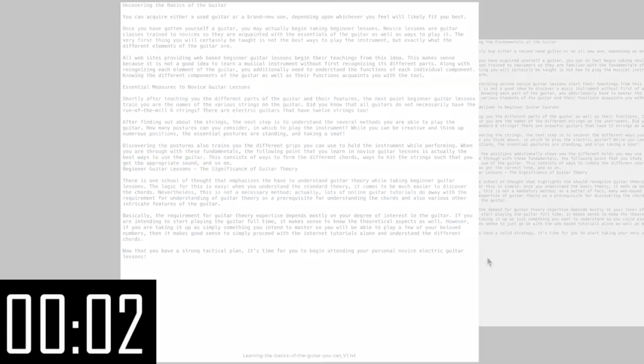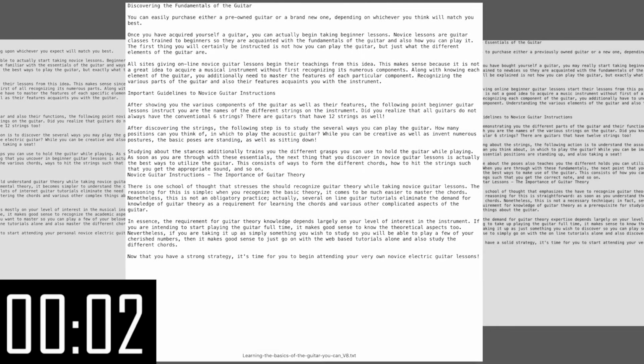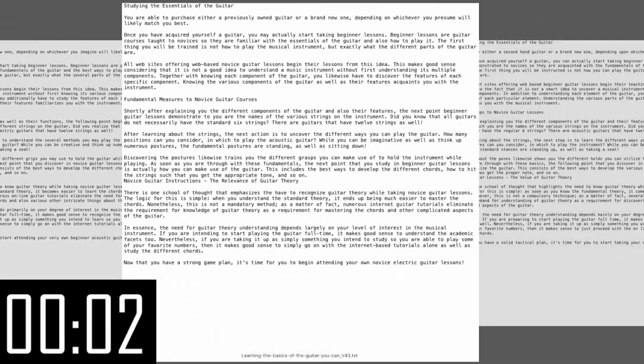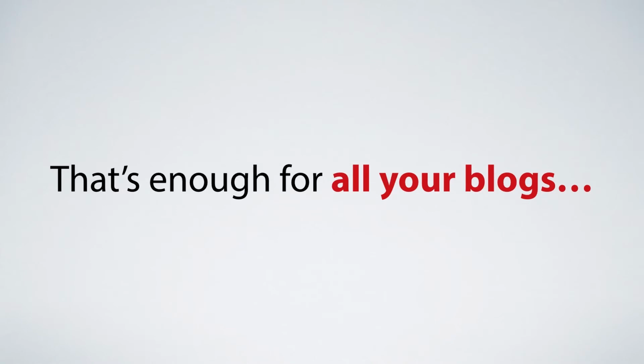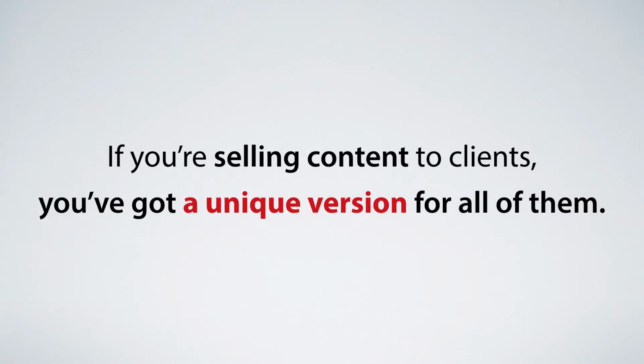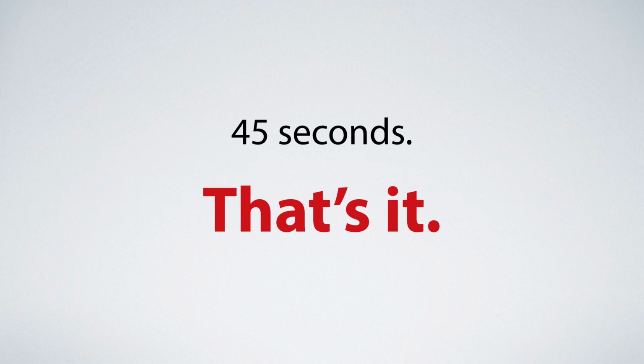How easy was that? 500 optimized spins, that's 500 pieces of new content. That's enough for all your blogs, your entire PBN network, and if you're selling content to clients, you just got a completely unique version for all of them, just like that. 45 seconds, that's it. Now, the really cool part about Spin Rewriter is that we haven't even scratched the surface yet on just how much Spin Rewriter can make your life easier.